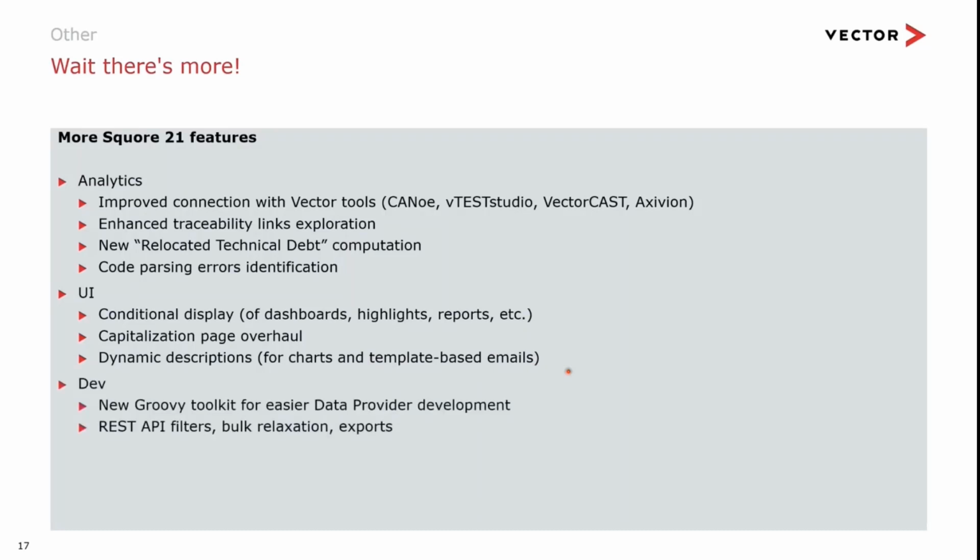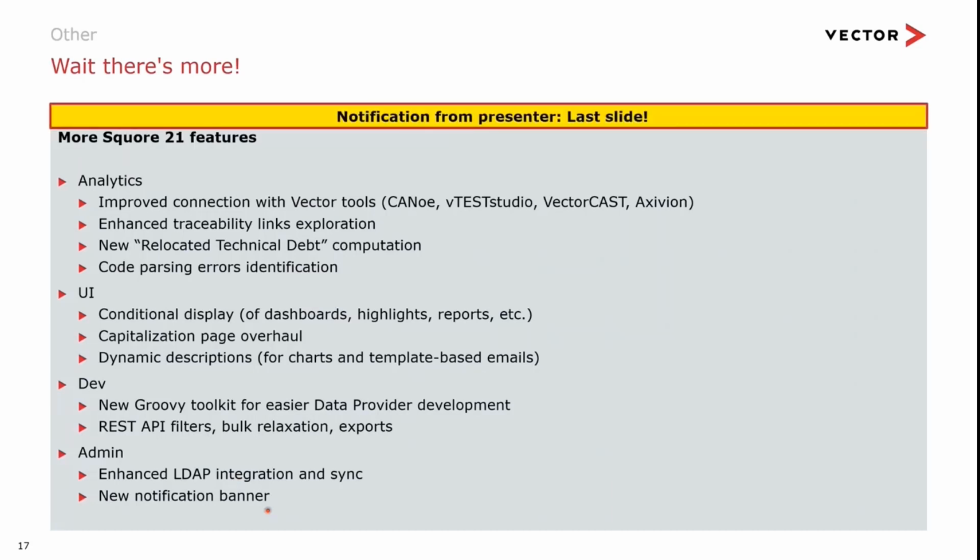In the dev part, we have introduced a brand new Groovy toolkit, fully documented, which makes data provider development much easier now. And the REST API, we regularly add new features. In Squore 21, there are some filters, findings, relaxation in bulk exports as well. In the admin part, we have enhanced the LDAP integration a little further, and also added a notification banner, which allows the Squore administrator to do something like this. In Squore, you would have a banner at the top, which notifies the user of something new.